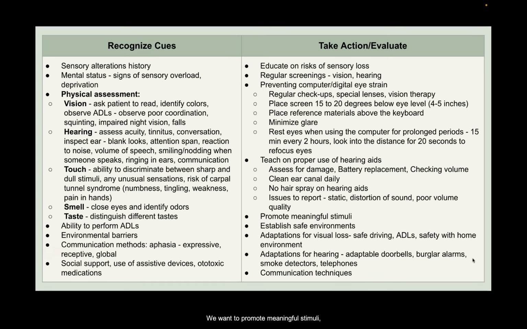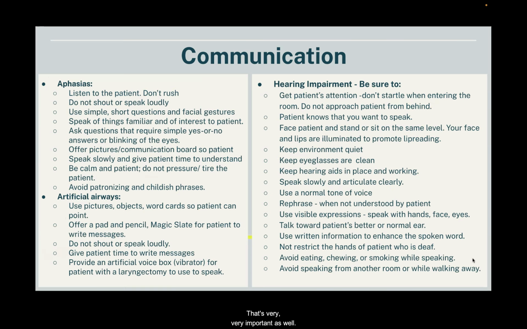We want to promote meaningful stimuli, things that they enjoy, to keep them occupied and prevent sensory deprivation. We're going to establish safe environments for them, especially if they have balance and coordination issues. Adaptations for visual loss would include safe driving education, assistance with the ADLs, and safety in the home environment. If they have hearing deficits, then we want to see if they have adaptable doorbells, burglar alarms, smoke detectors, and specialized telephones for people with hearing difficulties. And then we also want to talk to them about communication techniques. That's very, very important as well.